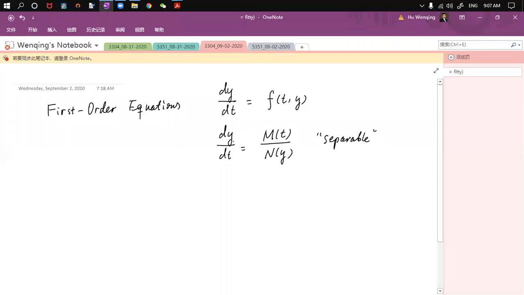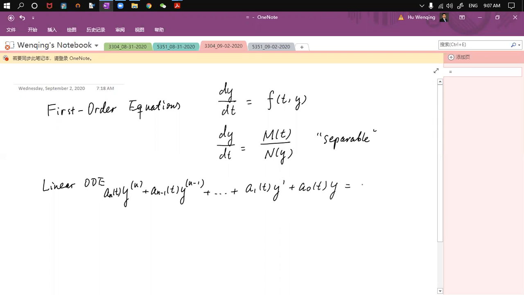A very important thing for differential equations is linearity. Let me remind you that by a linear differential equation, we mean an equation of the form a_n of t times y to the n-th derivative, plus a_(n-1) of t times y to the (n-1)-th derivative, plus dot dot dot, plus a1 of t y prime plus a0 of t times y, is equal to g of t. This is what we mean by a general linear nth order equation.